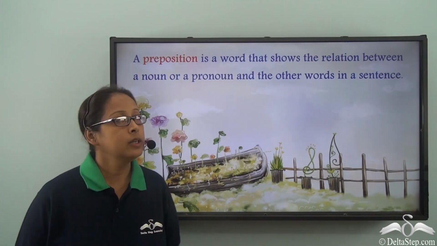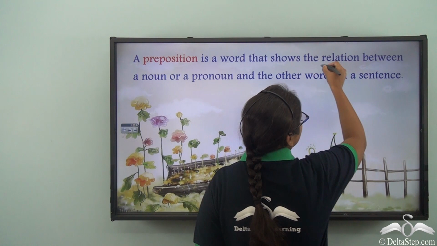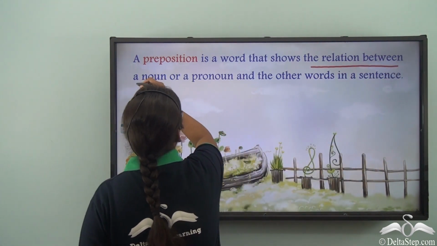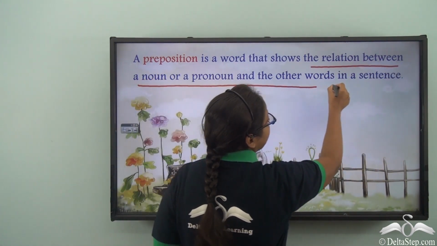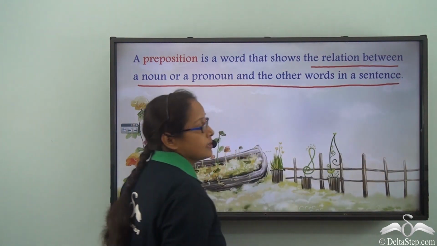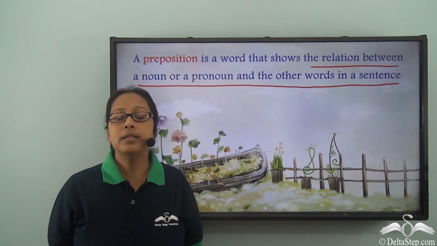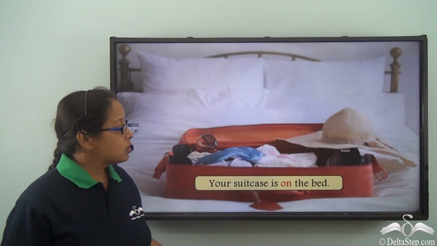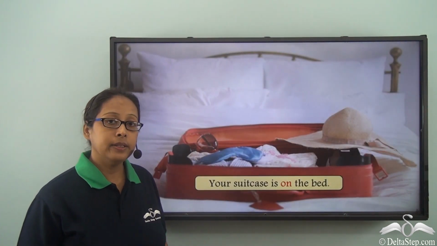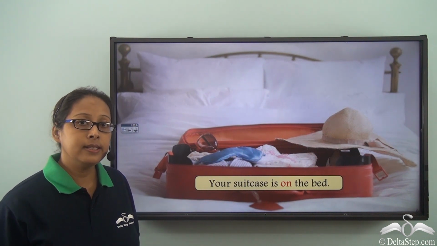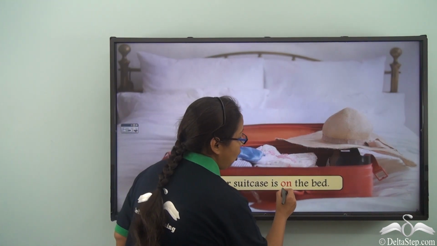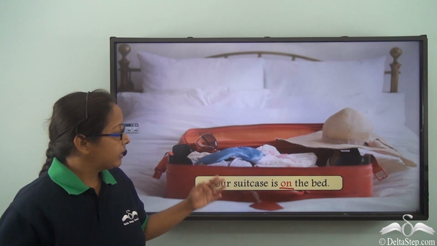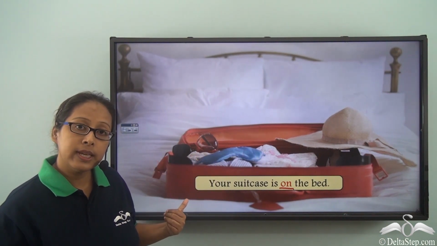A preposition is a word that shows the relation between a noun or a pronoun and the other words in a sentence. Today we are going to learn some more prepositions. Your suitcase is on the bed. So which is the preposition in the sentence? It is on. On is telling us where the suitcase is.